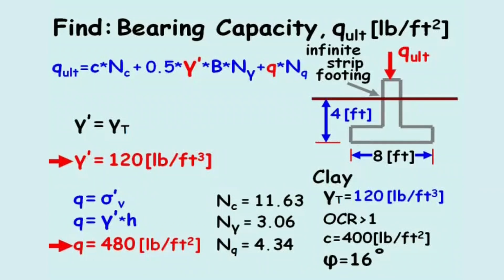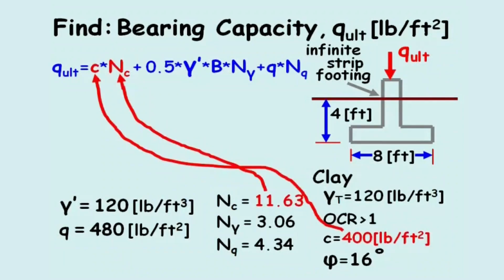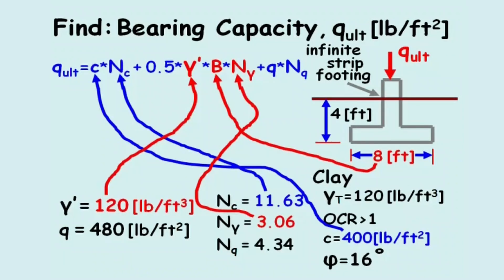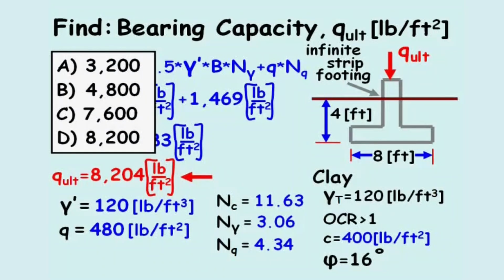Having solved for the effective unit weight and the overburden stress, the ultimate bearing capacity due to general shear failure can be computed. The values are plugged in for the cohesion term, the wedge weight term, and the overburden term. Finally, the bearing capacity computes to 8,204 pounds per square feet. When looking at the possible solutions, the answer is D.